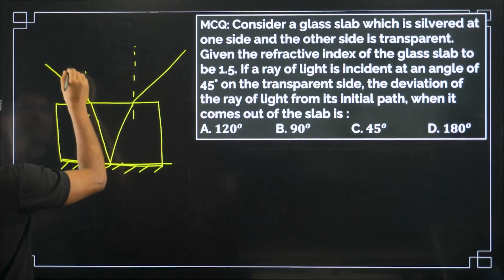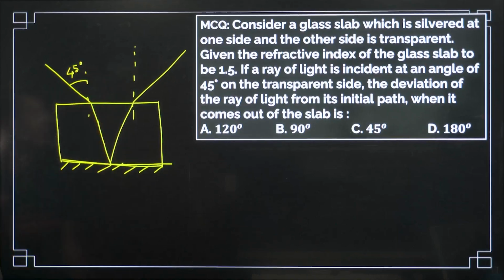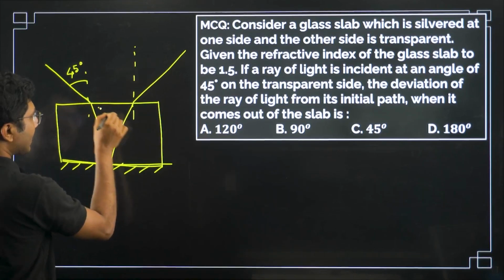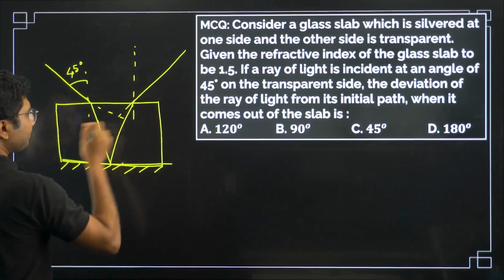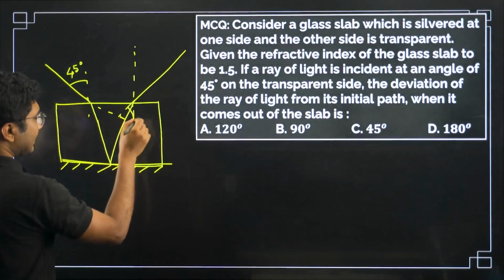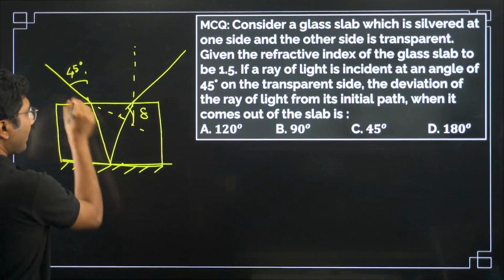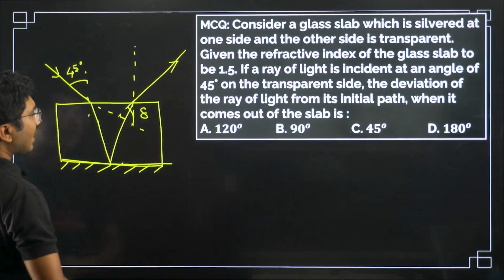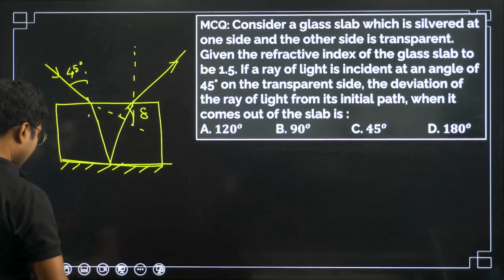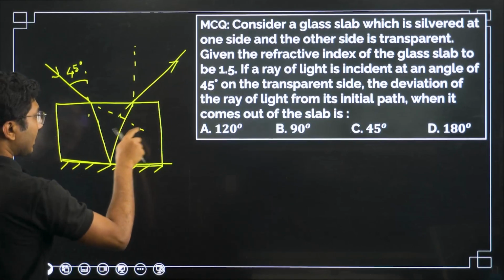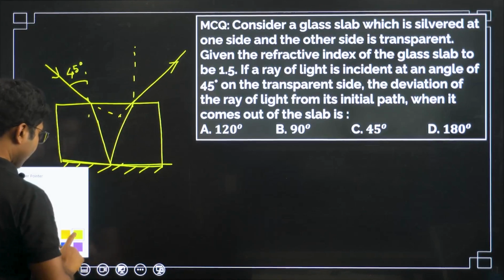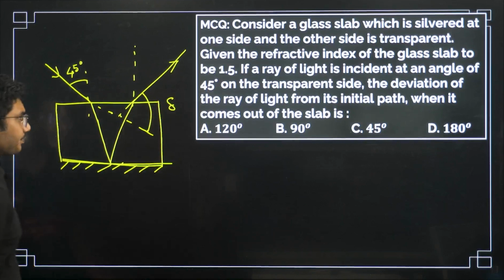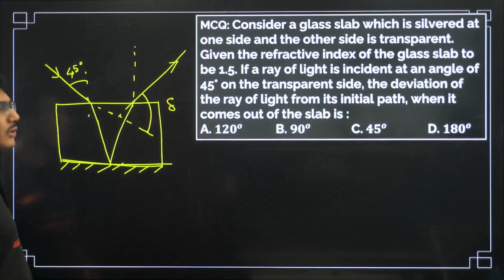This angle is given as 45 degrees. They ask what is the angle of deviation. This angle is the angle of deviation, delta, between the original path and the final path. If you missed my lecture from day before yesterday, the angle between the original path and the final path is called the angle of deviation. So this angle is delta. Now, how to calculate this angle?